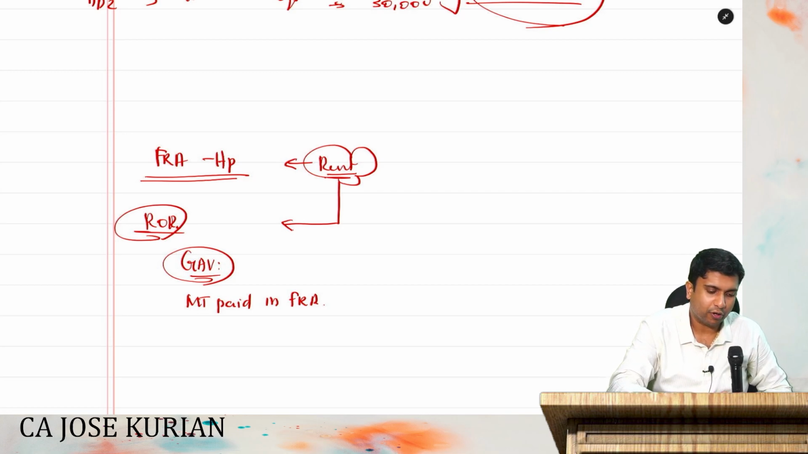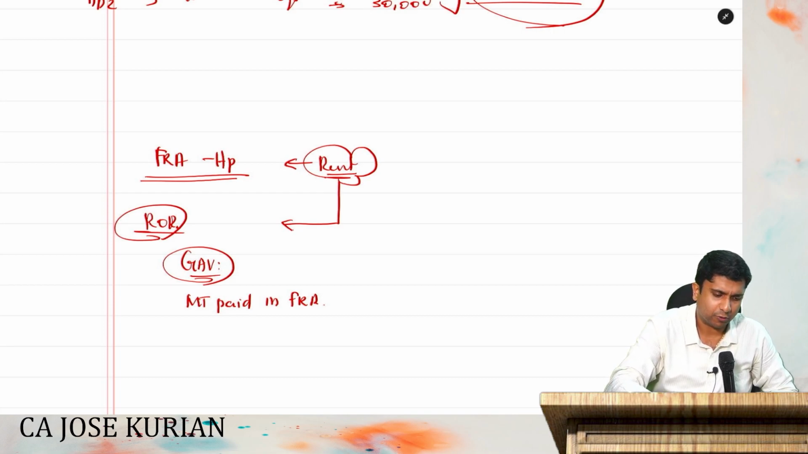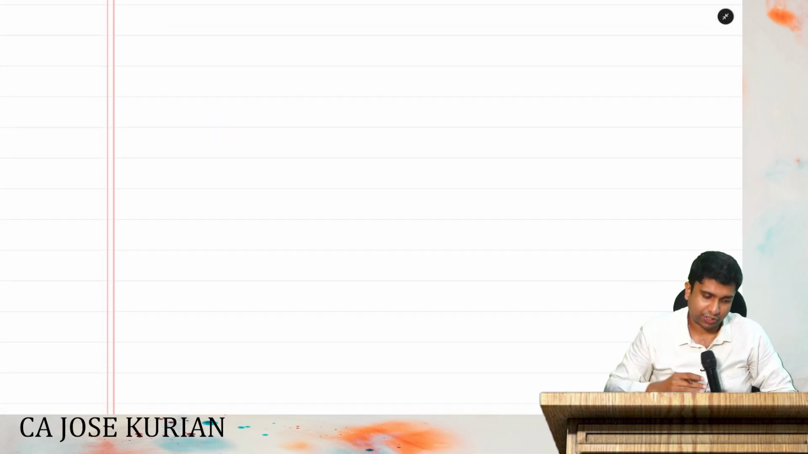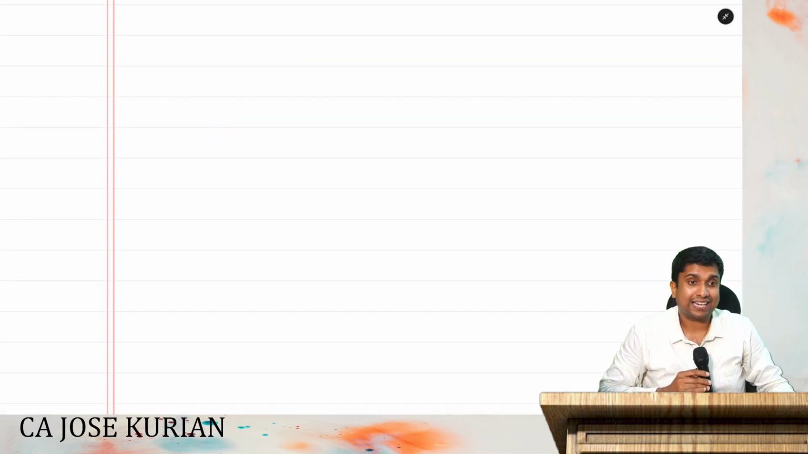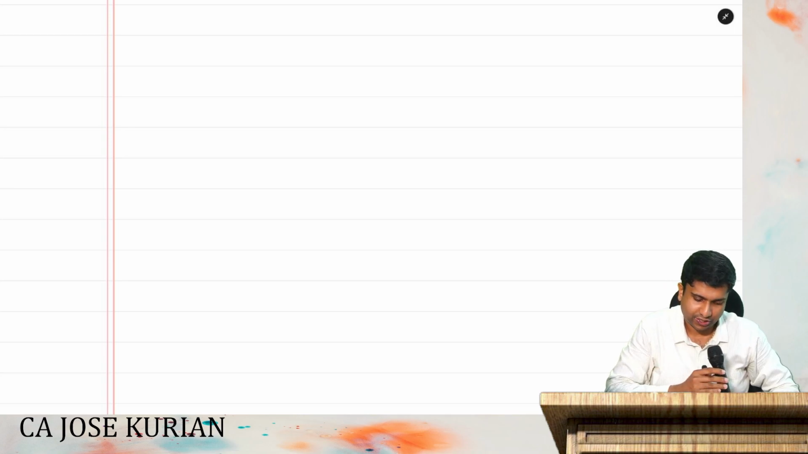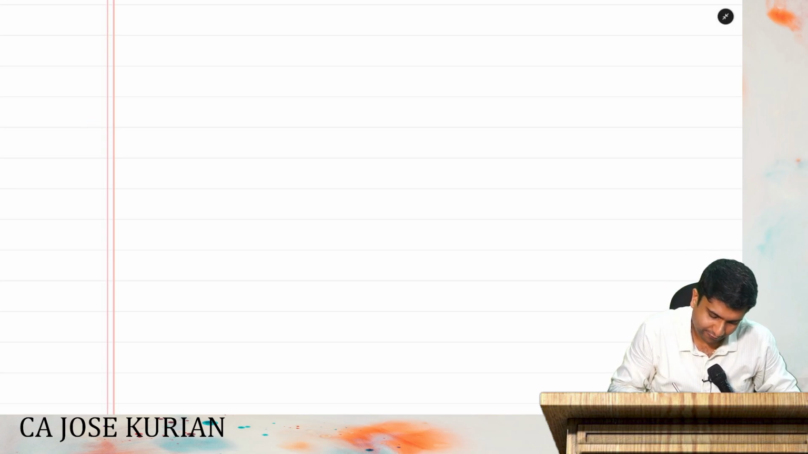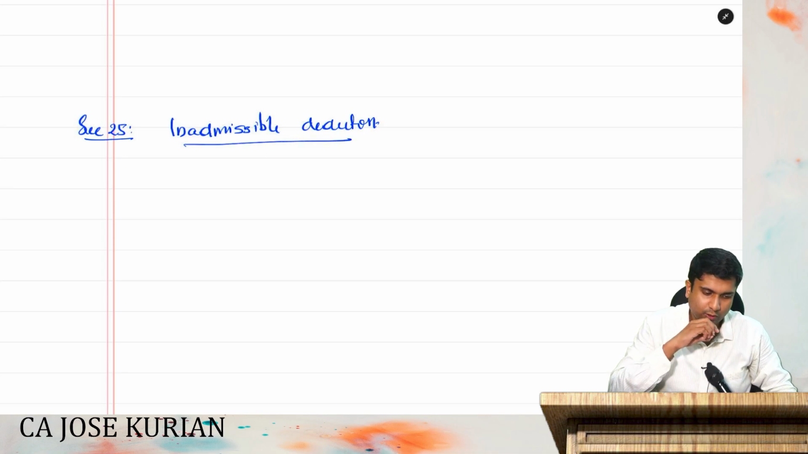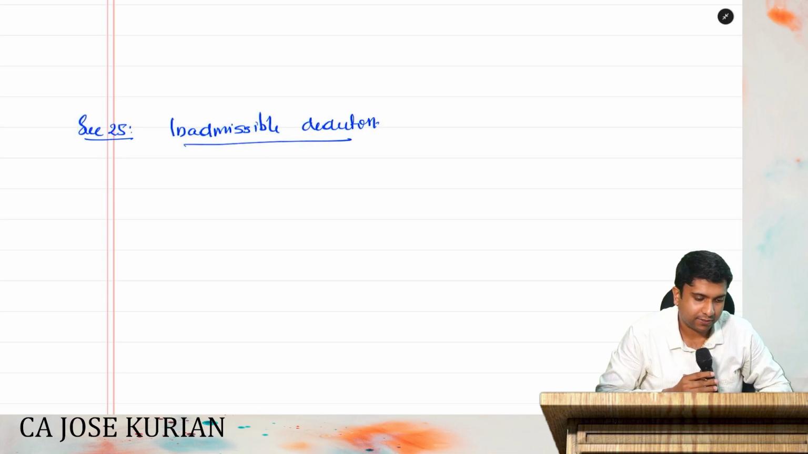Now, moving on with the next concept in house property. There are a few more concepts remaining in house property. So, next is inadmissible deduction. Let's understand what exactly is inadmissible deduction. That is under section 25. Section 25, inadmissible deduction.